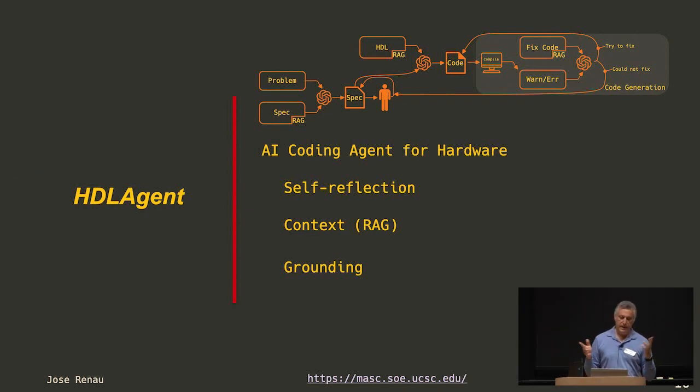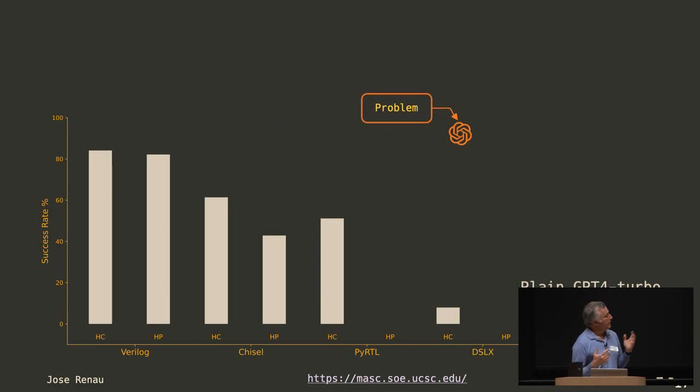It's what we call the HDLAgent. It's a GitHub repo, it's open, even though we don't document it much. I'm going to talk about that. And it has 3 steps. There is self-reflection, there is context, there is grounding. So how does it behave?